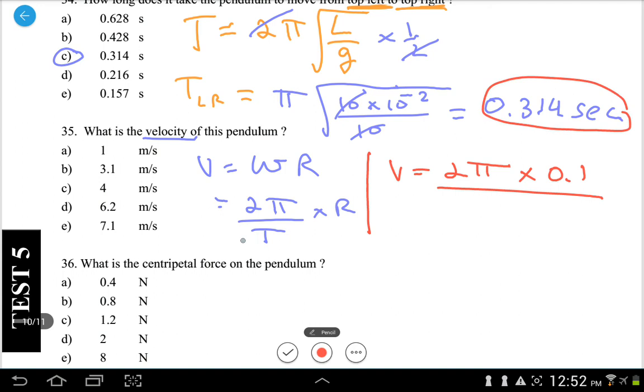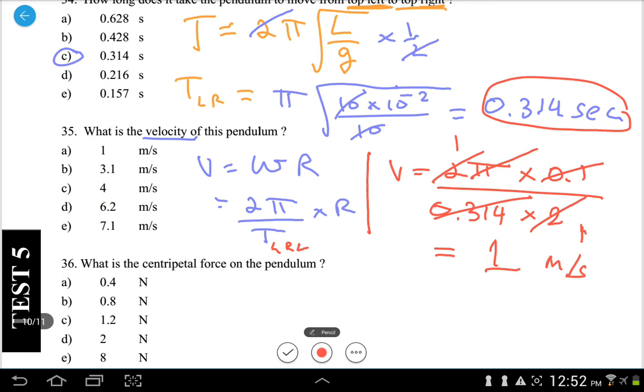Okay, so this T means it's going from left to right and then ending at the left again. All right, so it's 0.314, doubled. Now I can find v. This cancels with this. All right, and 3.14 times 0.1 will cancel with that. I'm left with 1 meter per second. So the answer for this is A.